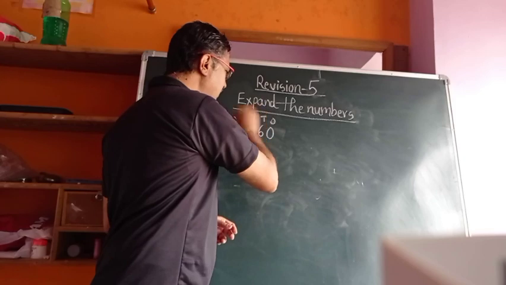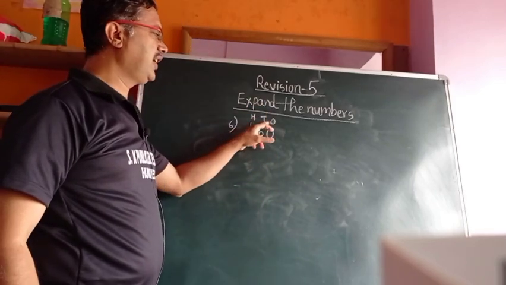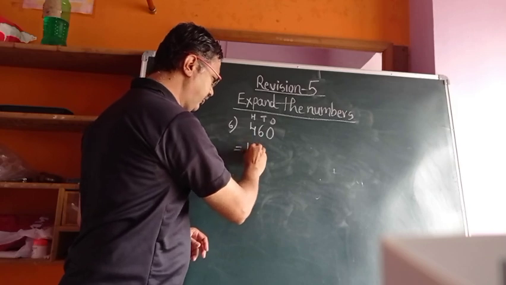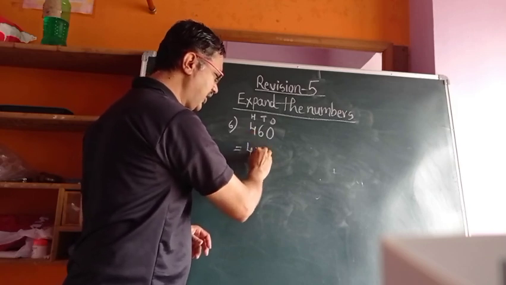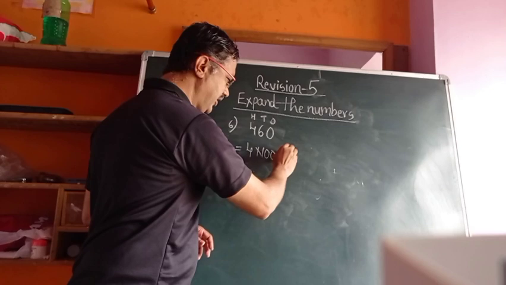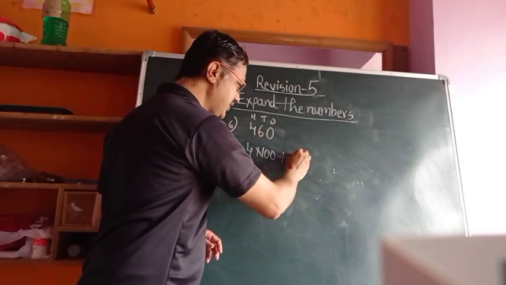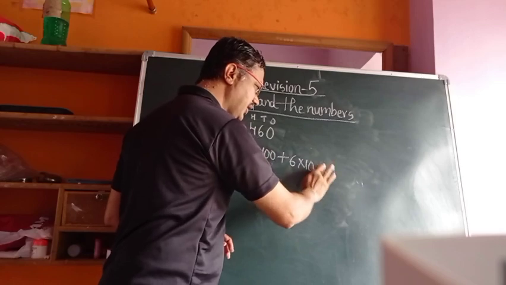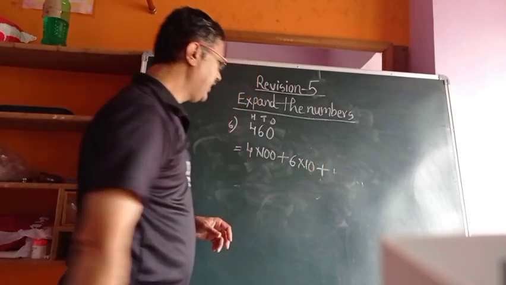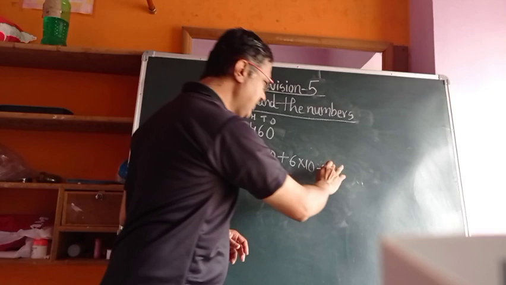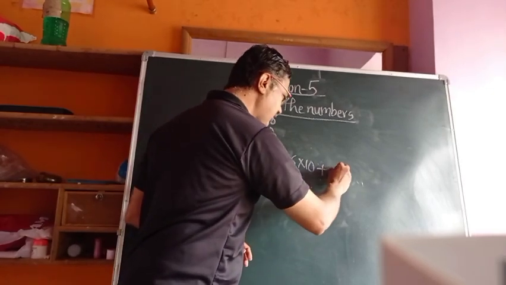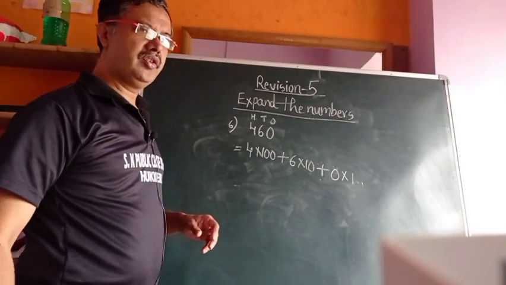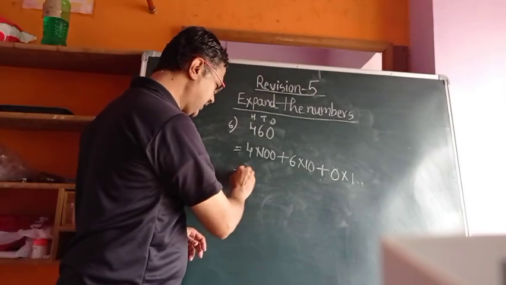Now once again, here 100s, 10s and ones. We wrote 4, this number, into 100, plus 6 into 10, that is in tens place. Now 0 we have in ones place, we are writing as usual here.